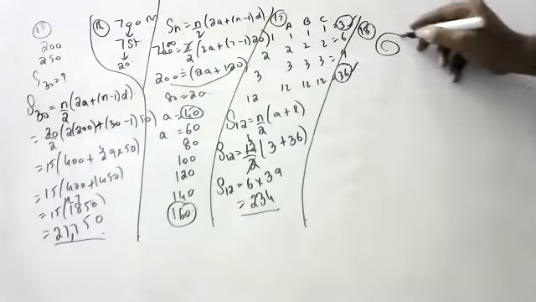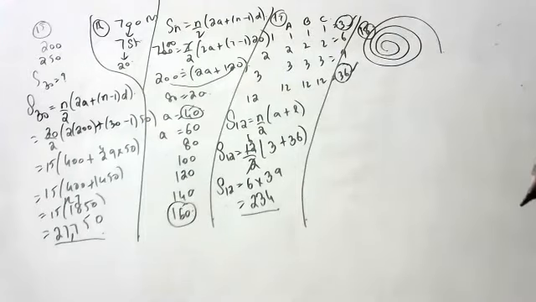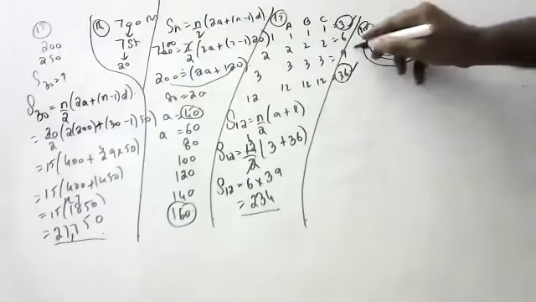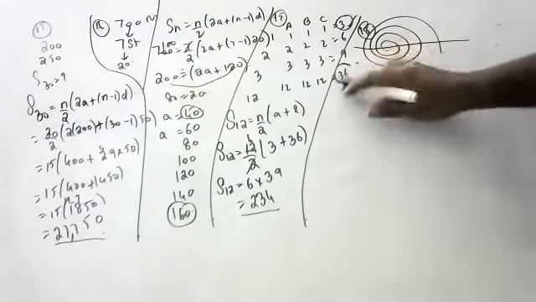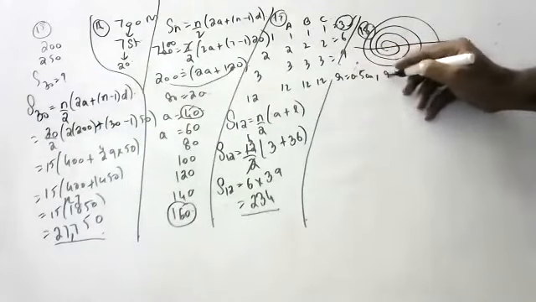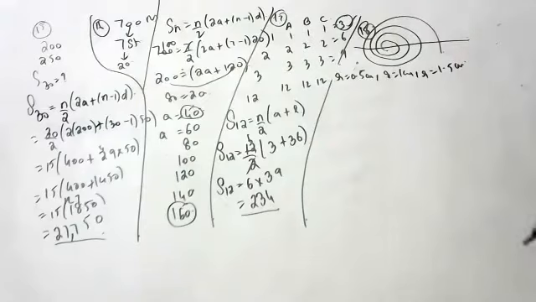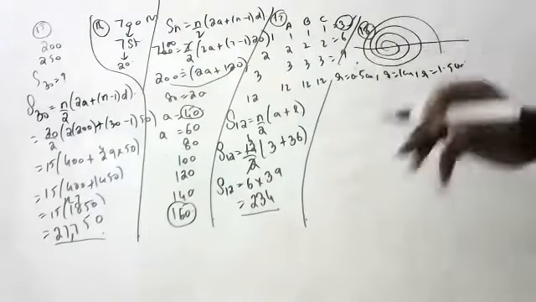Okay, there are spirals, children, like this. There are spirals in your textbook. You can see, children, there is a figure. The radius of the first spiral is 0.5 centimeters. The second spiral is 1 centimeter, then 1.5 centimeters. He is asking what is the sum of 13 spirals, children.